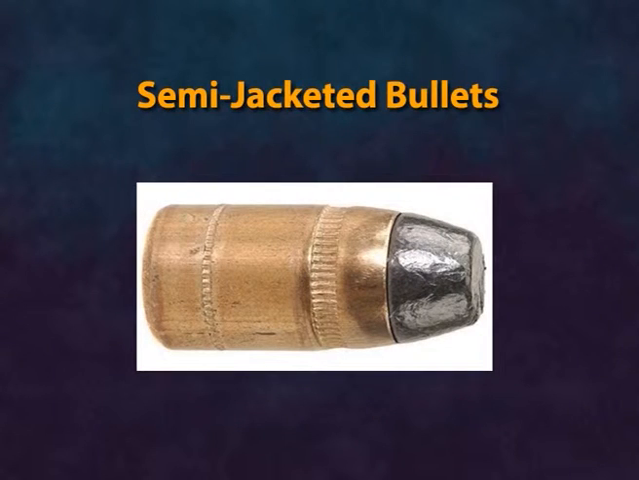The second category is semi-jacketed or partially jacketed bullets, which are covered with a comparatively thin jacket, and the nose or the topmost portion of the bullet is partially or fully exposed. These types of bullets are mainly designed for creating a mushrooming effect on impact, that is the expanding effect.